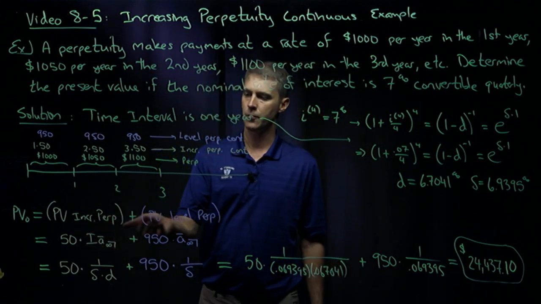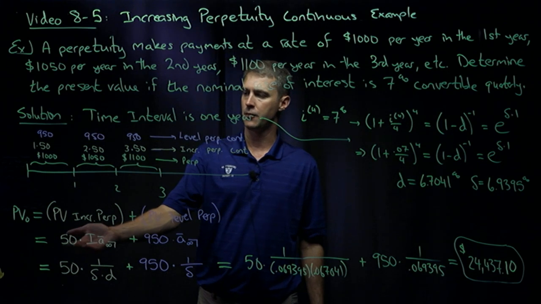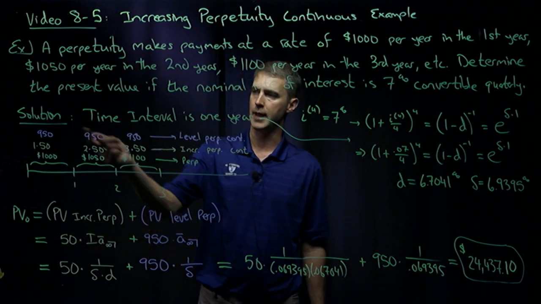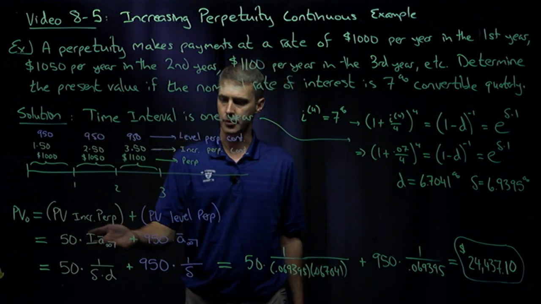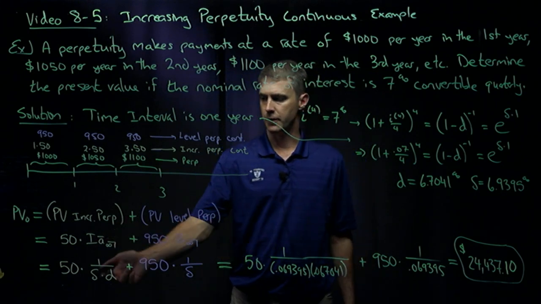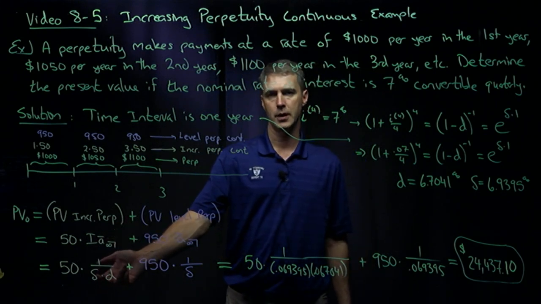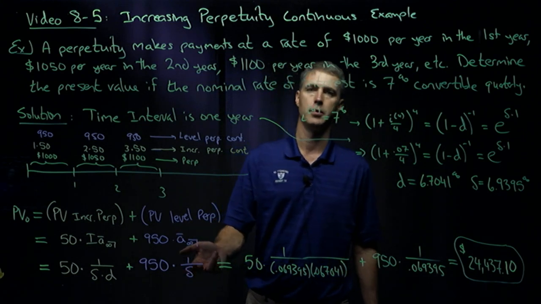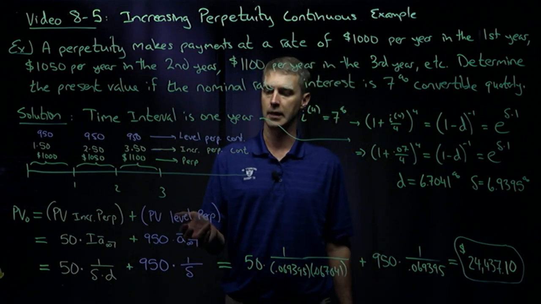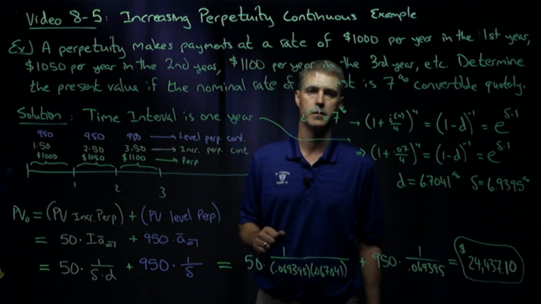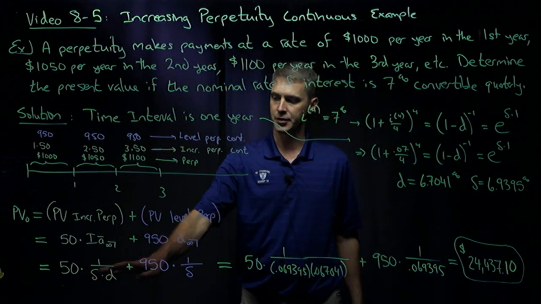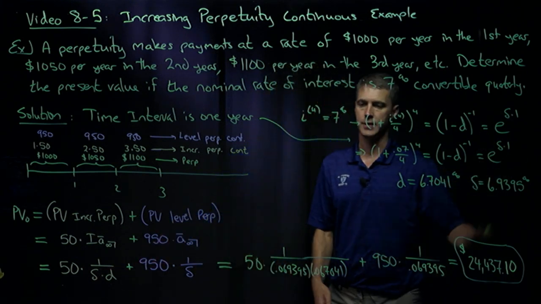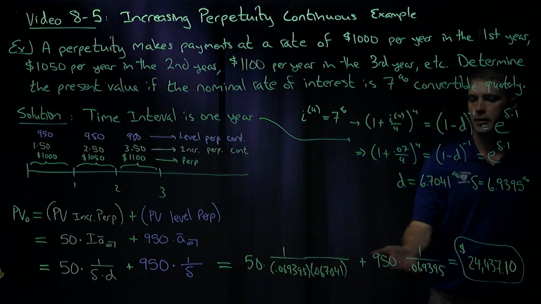All right? Here's the notation for each of those. I've got 50 for my X. I've got 950 for my X in my level perpetuity. There's my notation. Here is the formula for an increasing perpetuity continuous present value. And here's the formula for a level perpetuity continuous present value. I have delta and d from our work on the side. So I get 2 there.